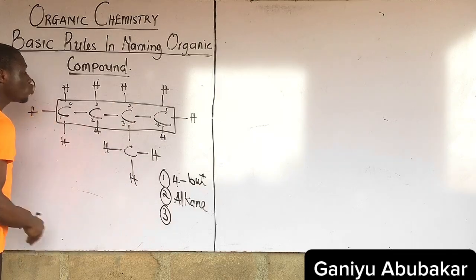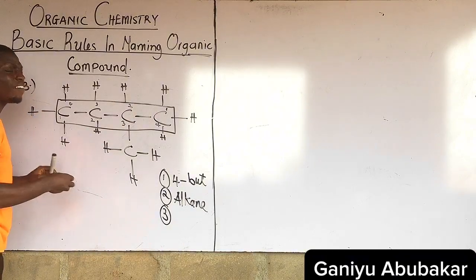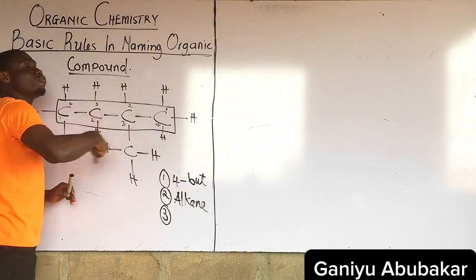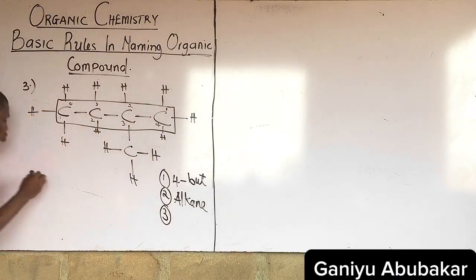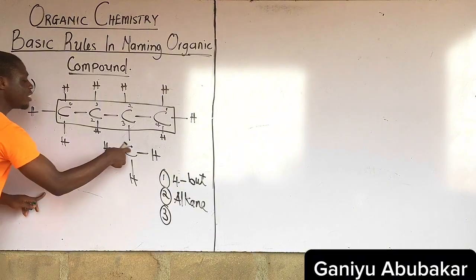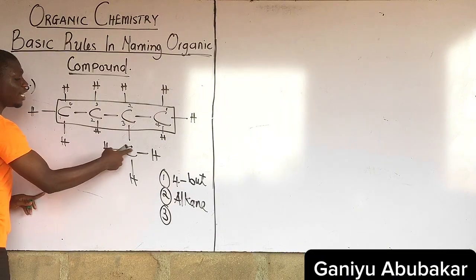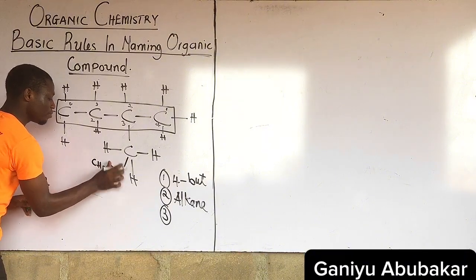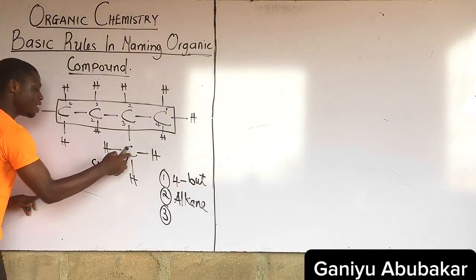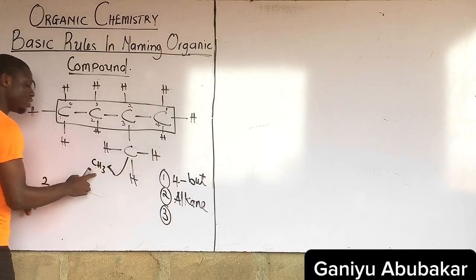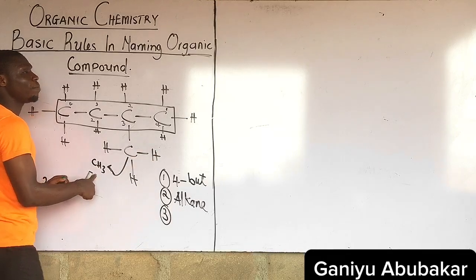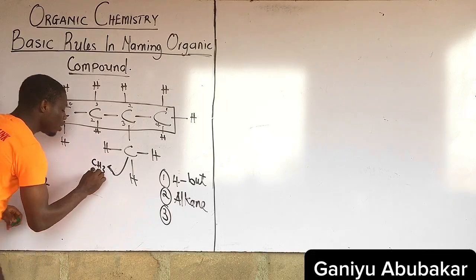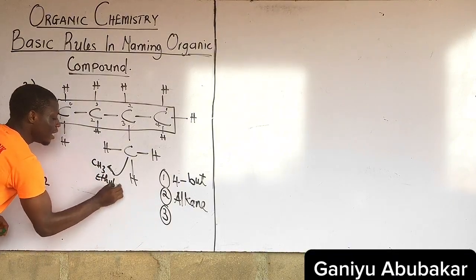So it means that to name an organic compound that has a substituent, name the substituent first and show the position of the substituent. So I'm having 2. What is this called? This is CH3, right? This is C and 3 hydrogens. In our last class, when we discussed the alkyl group, the first member of the alkyl group is CH3. What do we call it? We call it methyl, right?